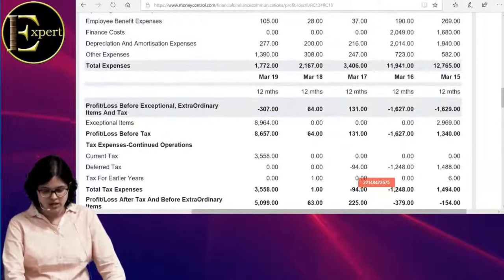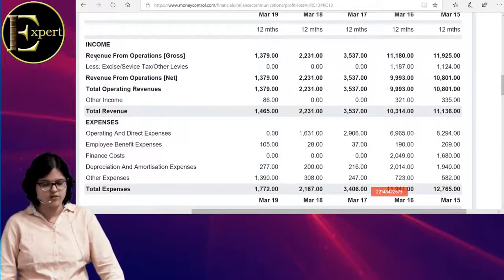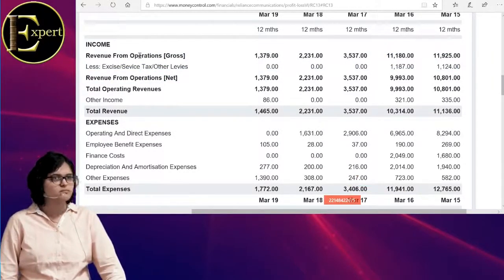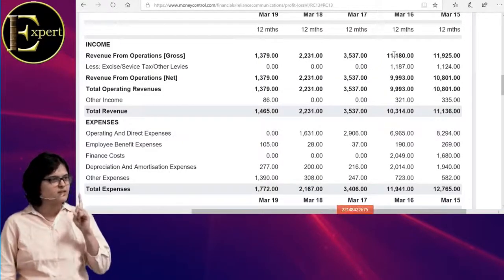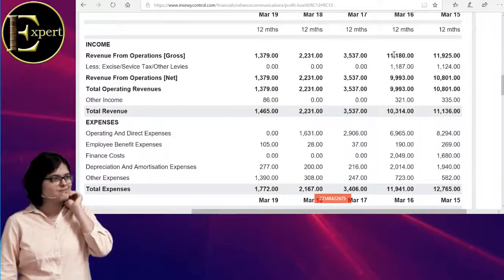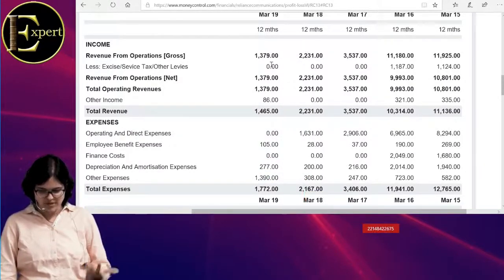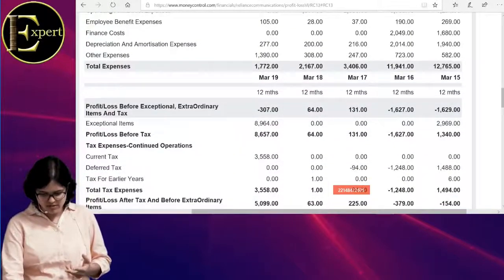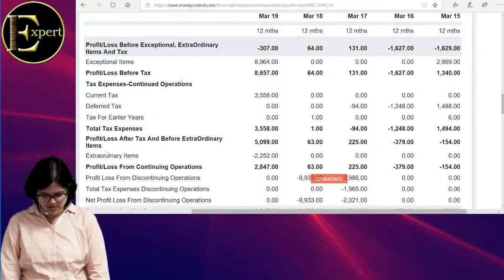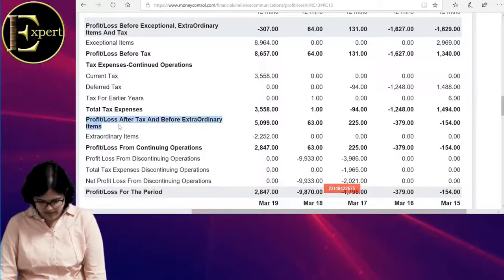Now if you check out the revenue from operations, revenue from operation is nothing but sales, main sales. Is the sale going in a very single direction? And what is that single direction? Down. Okay, from 11,925 to 11,180 to 3,537 to 2,231, 1,397. It's a complete slide down. So revenue आया कहाँ से? For this, if you just scroll down a little bit, you'll see this is the item which gave a big boom. Profit or loss after tax and no, wait.